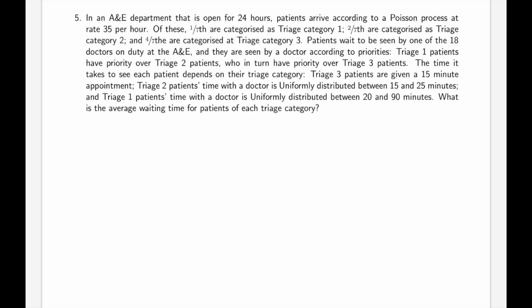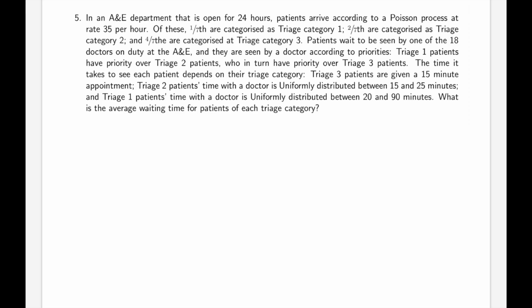Patients wait to be seen by one of the 18 doctors on duty at the A&E, and they are seen by a doctor according to priorities. Triage 1 patients have priority over triage 2 patients, who in turn have priority over triage 3 patients. The time it takes to see each patient depends on their triage category. Triage 3 patients are given a 15-minute appointment.